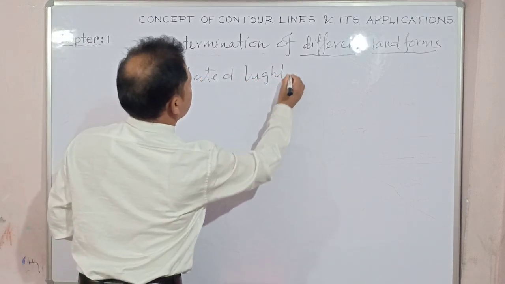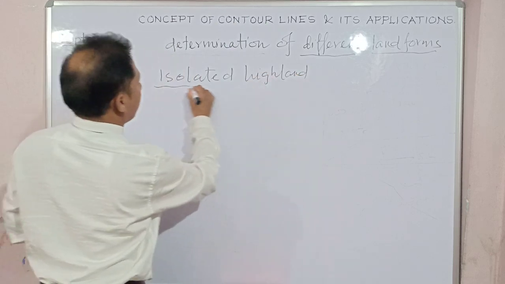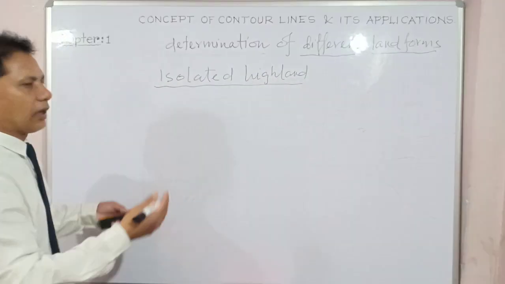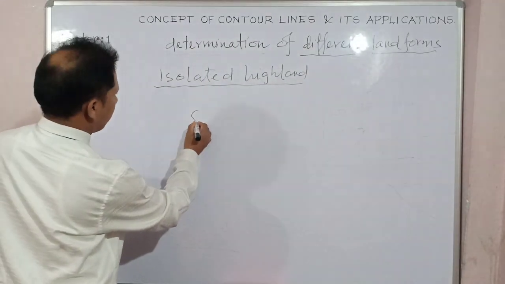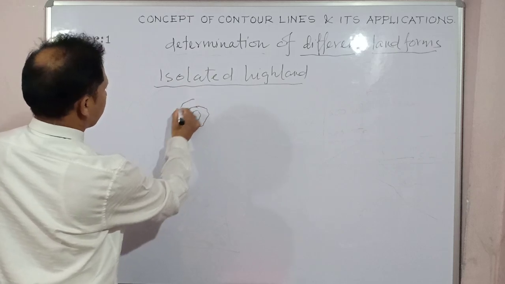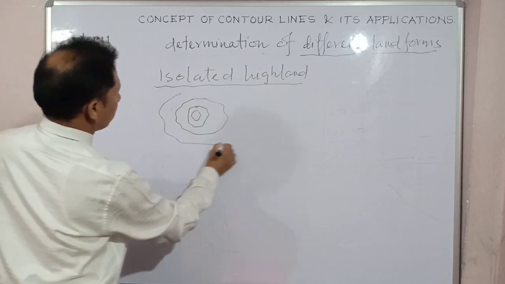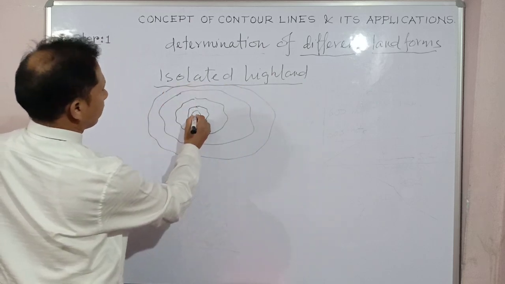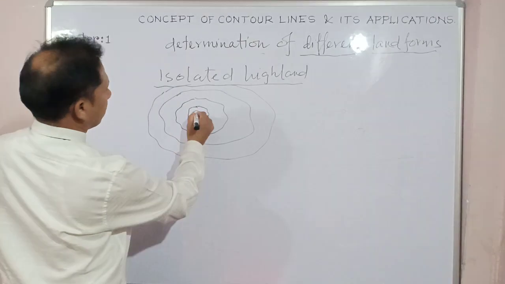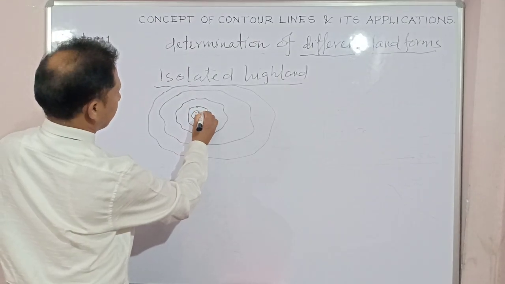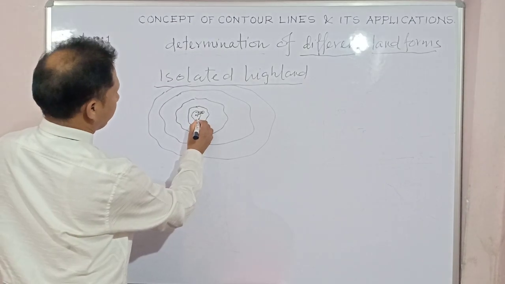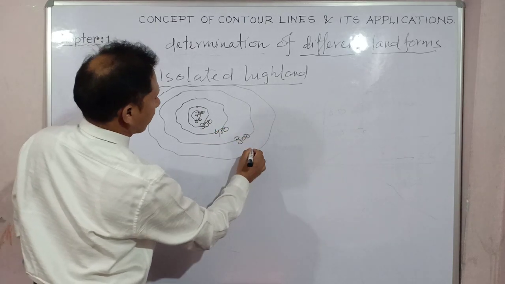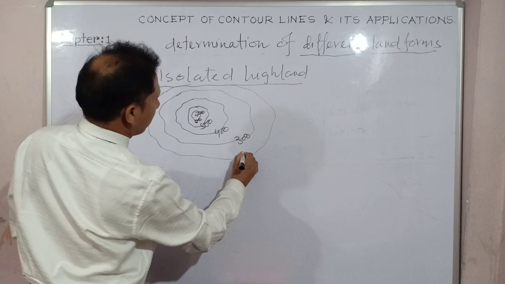What is a highland? I'm trying to draw it here, an isolated highland. What will be the contour pattern of an isolated highland? You know it, very simple. Suppose I try to draw it like this. Suppose this is the top portion over here, suppose it is 720. This is suppose 600, 500, this is 400, and this is suppose 200.